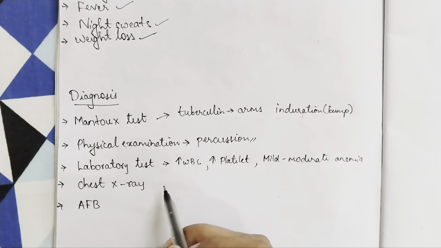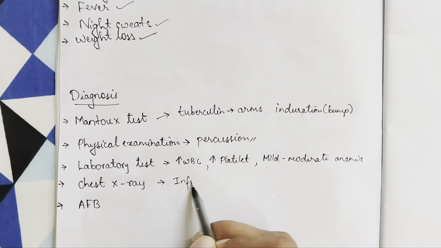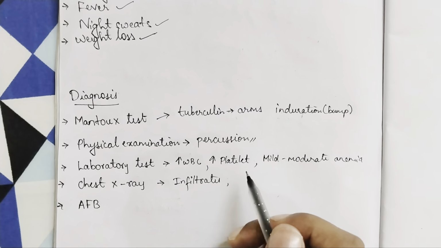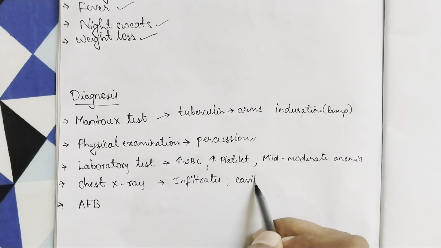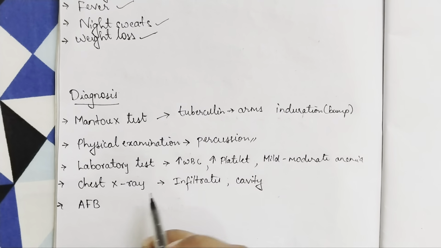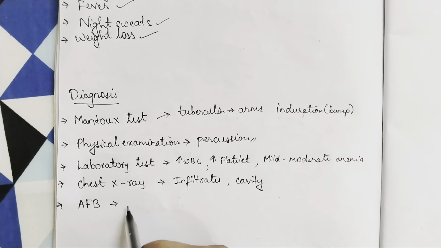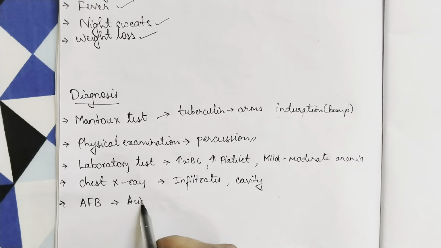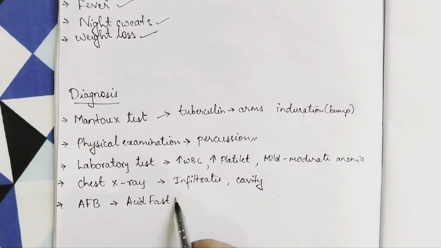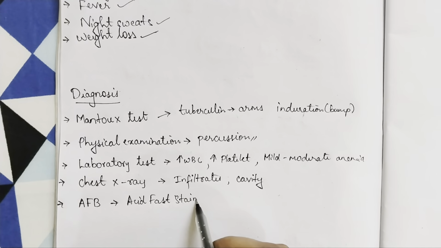After that, in chest X-ray, there will be infiltrates, patchy infiltrates, and sometimes there will be cavity. When the infection is very severe, then there will show a cavity in the chest X-ray. Then the acid-fast staining. What will happen in acid-fast staining?